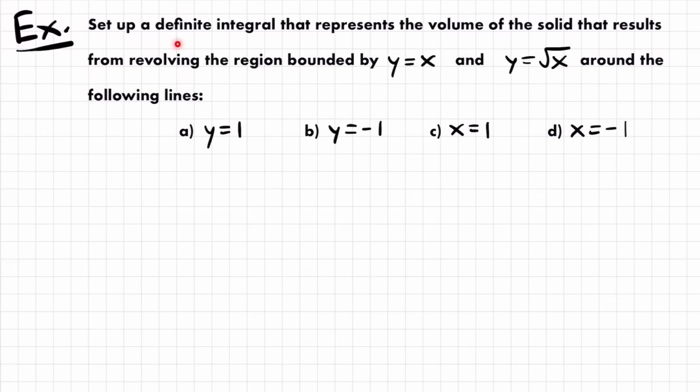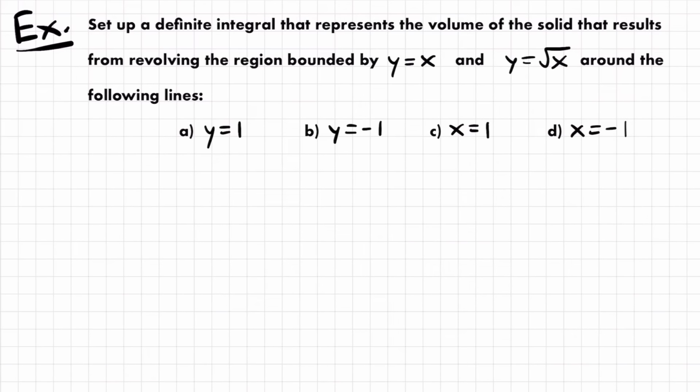So we want to set up a definite integral that represents the volume of the solid that results from revolving the region bounded by y equals x and y equals the square root of x around the following lines. And we have y equals 1, y equals -1, x equals 1, and x equals -1.